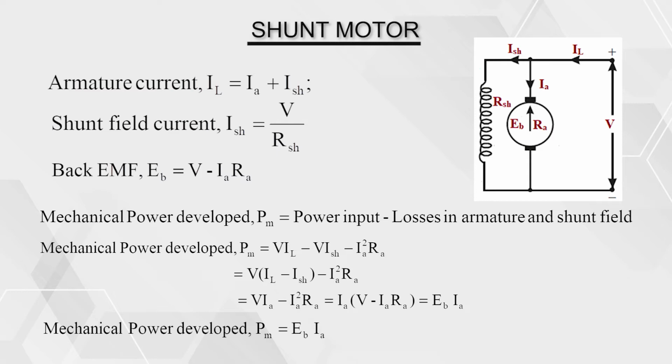Now again you can simplify this expression. In this expression the term IA is common, so you take IA common. So you can write the mechanical power developed PM is equal to IA in bracket V minus IA RA. And what is this V minus IA RA? V minus IA RA is nothing but the back EMF EB. So you can write the mechanical power developed PM is equal to EB into IA, where EB is the back EMF and IA is the armature current.